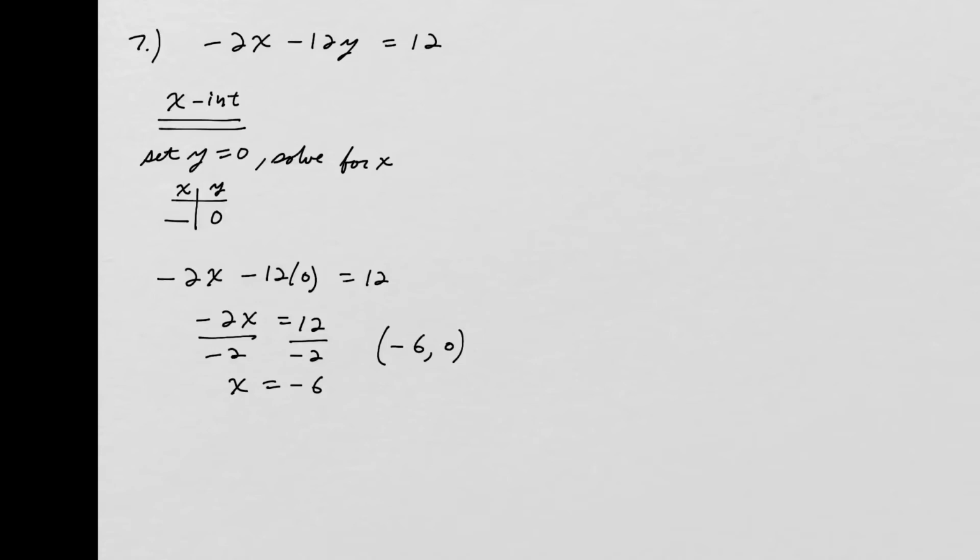And then finally for the y-intercept, it's exactly the opposite, right? The y-intercept is where the graph passes through the y-axis. So to figure that out, we have to set x equal to 0 and solve for y. Again, if we make a little table, right, that's if we force x to be 0 and we figure out the y is, that's got to be our y-intercept.